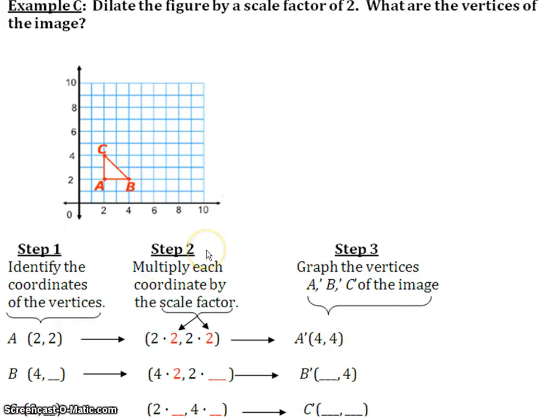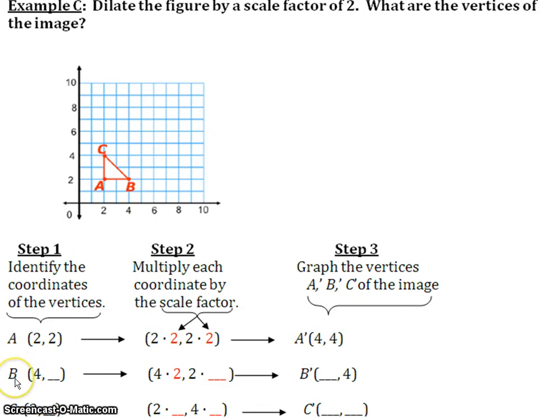For step 2, multiply each coordinate by the scale factor. Now remember, in the directions, the scale factor that we're using is 2. A factor means multiply. So we go back down here. Letter A, coordinate is 2, 2. So we're going to multiply each coordinate by the scale factor. In this case, it's 2. So the x coordinate is 2, and we're going to multiply that by 2. The y coordinate is 2, and we're going to multiply that by 2.